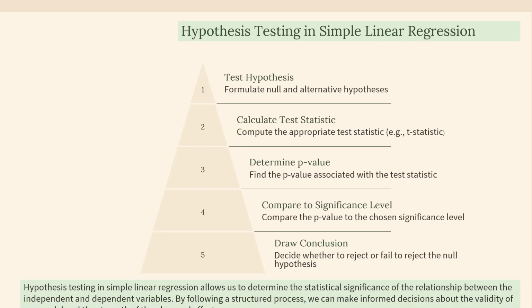Hypothesis testing in simple linear regression. Number one, test hypothesis. Formulate null and alternative hypotheses. Number two, calculate the test statistic. Compute the appropriate test statistic, for example, the t-test. And number three, determine the p-value. Number four, compare to the significance level. Number five, draw a conclusion.